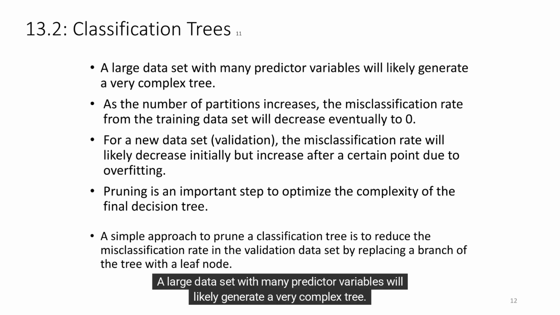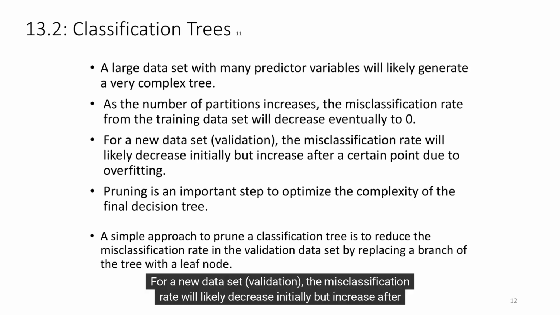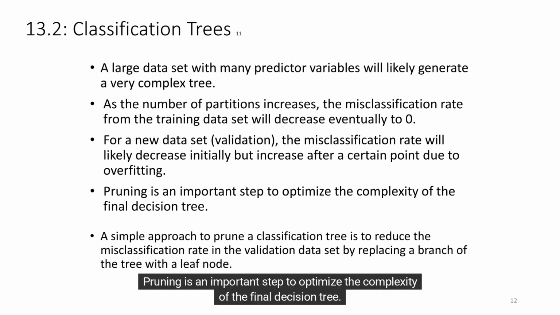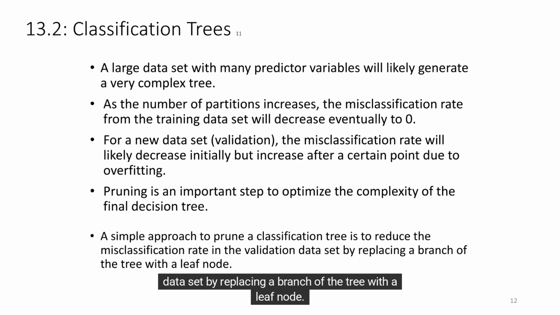A large data set with many predictor variables will likely generate a very complex tree. As the number of partitions increases, the misclassification rate from the training data set will decrease eventually to 0. For a new dataset, validation, the misclassification rate will likely decrease initially but increase after a certain point due to overfitting. Pruning is an important step to optimize the complexity of the final decision tree. A simple approach to prune a classification tree is to reduce the misclassification rate in the validation data set by replacing a branch of the tree with a leaf node.